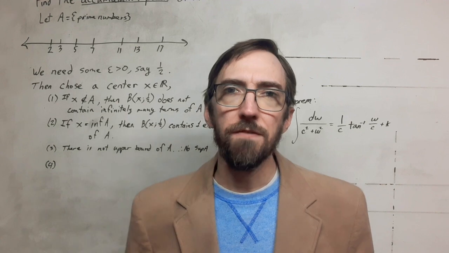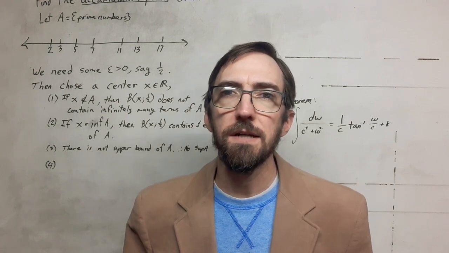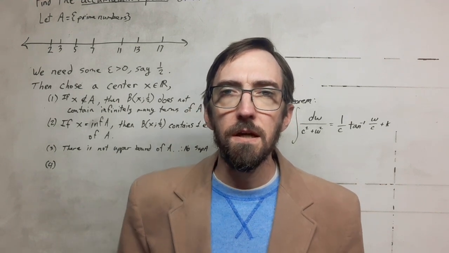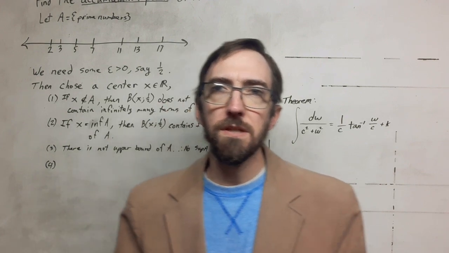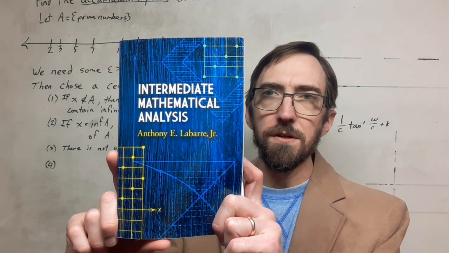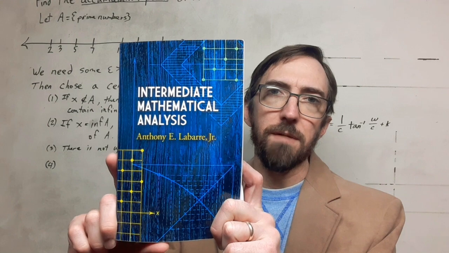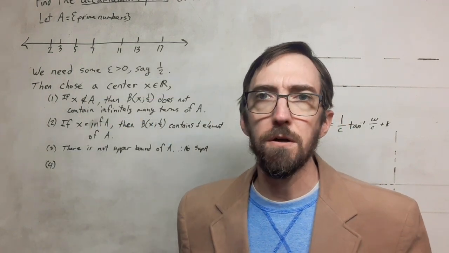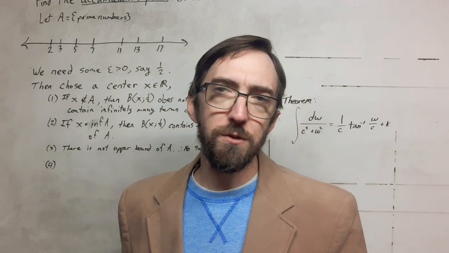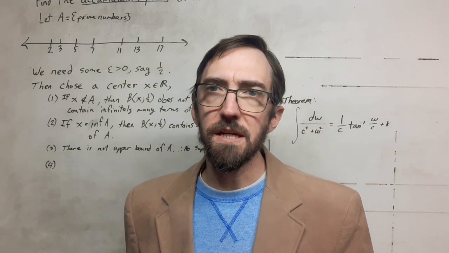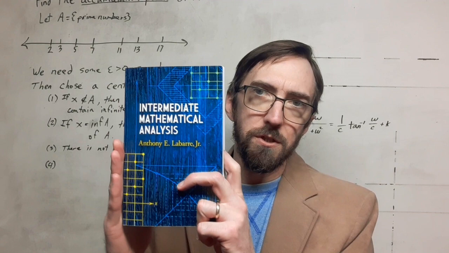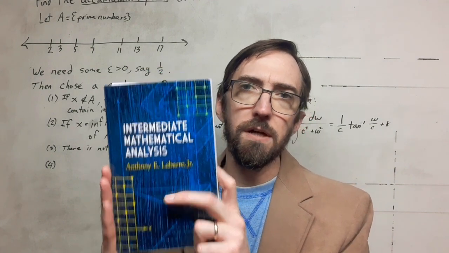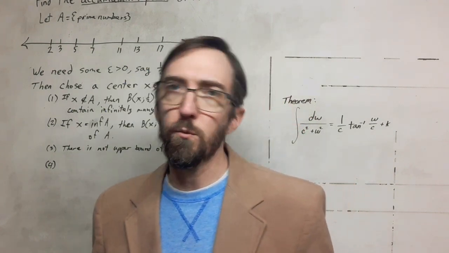Greetings, math friends. We are going to look at some real analysis, and I am using as my guide today this book, Intermediate Mathematical Analysis by Anthony E. Labarre Jr. It was originally published in '68 and was republished by Dover in 2008. It's now out of print even with Dover.